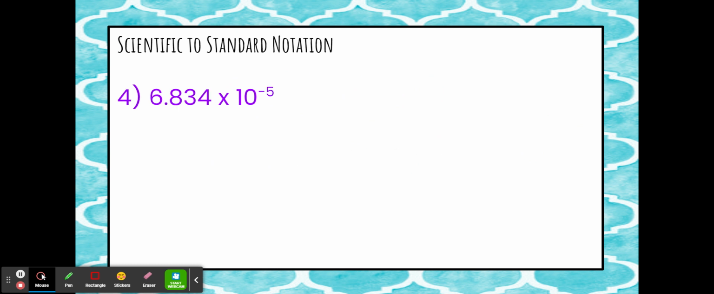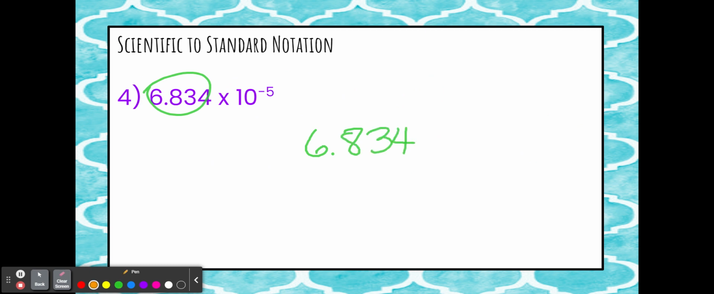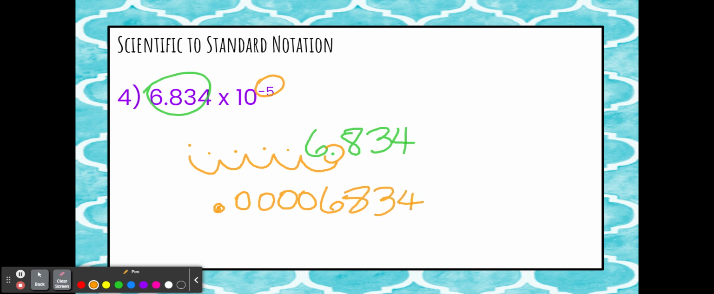Okay, so here's another one. We're going to write this part down, 6.834. We're going to take our decimal and move it 5 times to the left. Again, 1, 2, 3, 4, 5. So we're going to fill in with 4 zeros. So point, 1, 2, 3, 4 for those spaces that we just added. 6, 8, 3, 4. And again, to make it correct, you put your 0 at the beginning, the leading zero.